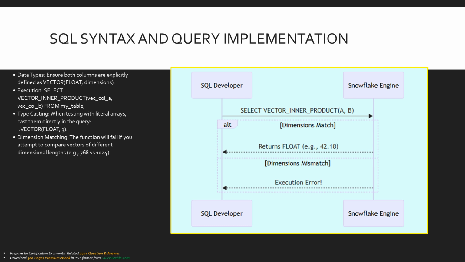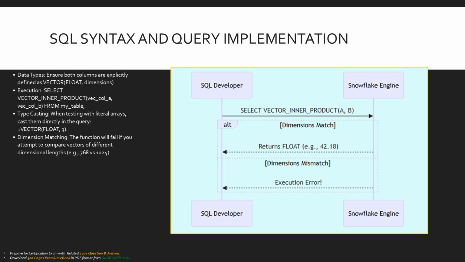It is absolutely critical to remember that vector mathematics requires symmetry. If you attempt to calculate the inner product of a 768-dimensional vector from one model with a 1024-dimensional vector from another model, the Snowflake engine will throw a hard error. The dimensional lengths must match perfectly.